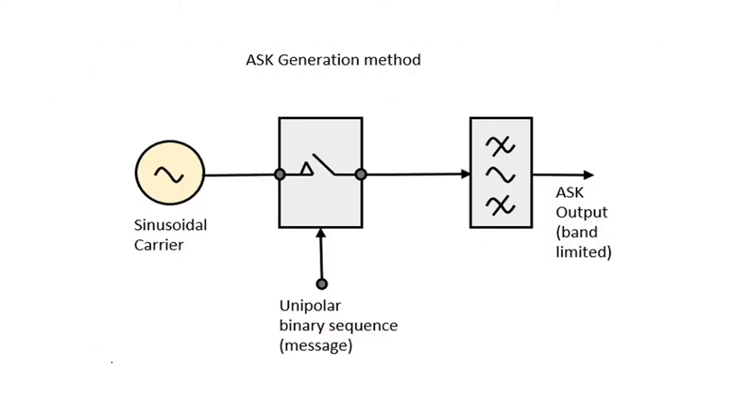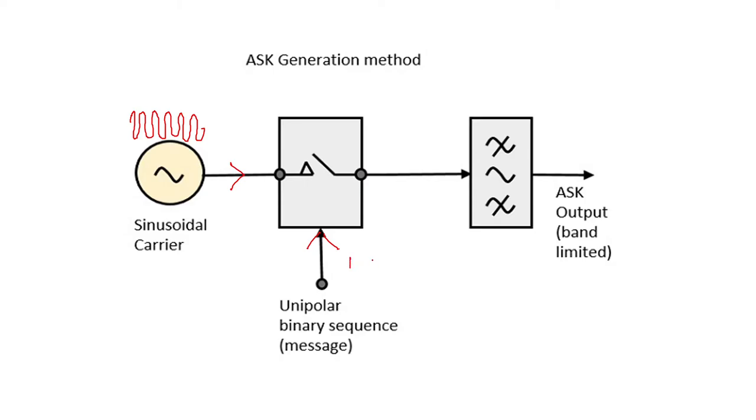Then we'll see how we generate BASK. To see the generation of BASK, we know that according to the waveform, we have two inputs. One is this input, which is a high frequency carrier, and one is this input, which is a message binary sequence.